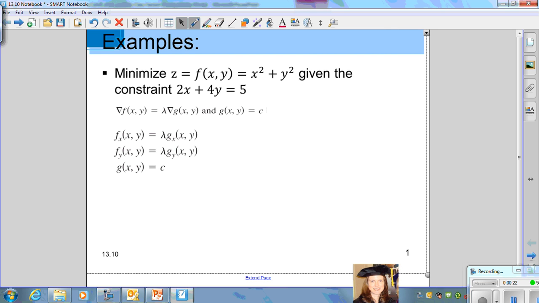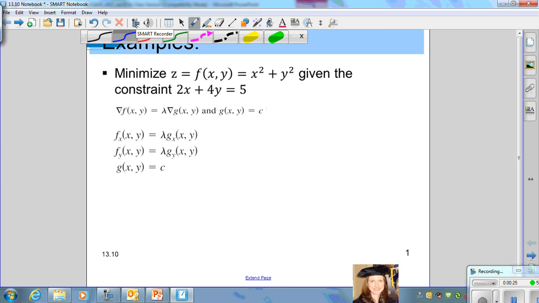The method of Lagrange multipliers is that if you're given a function you're trying to maximize or optimize and a constraint function, then the gradient of the objective function is equal to a multiple of the gradient of the constraint function. And then you can set up this system of equations. Here we know what our objective function is. Our constraint function is 2x plus 4y equals 5, so that is going to be our g of x, y.